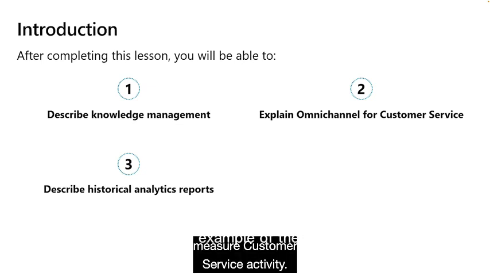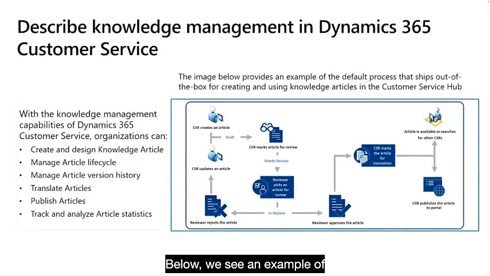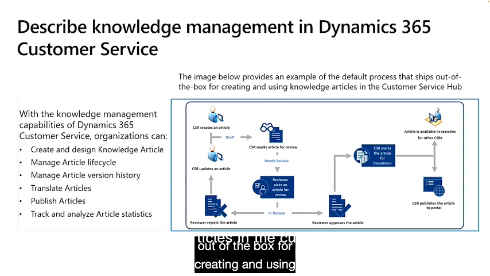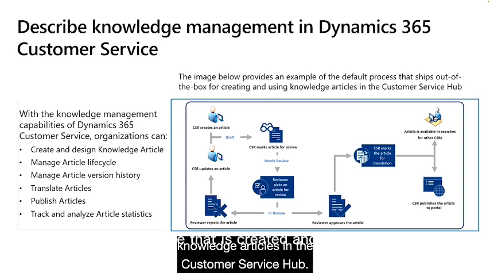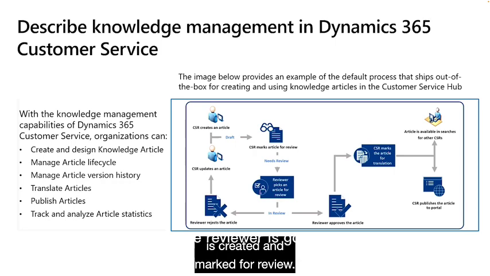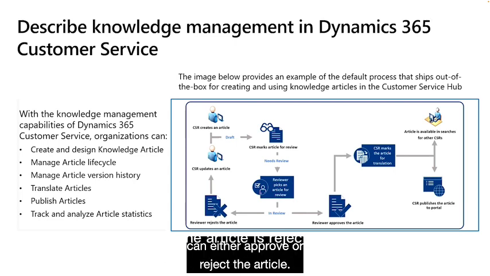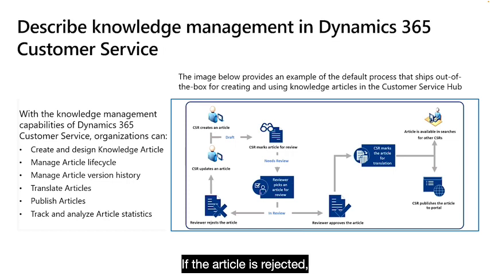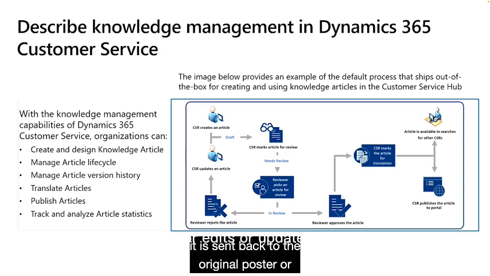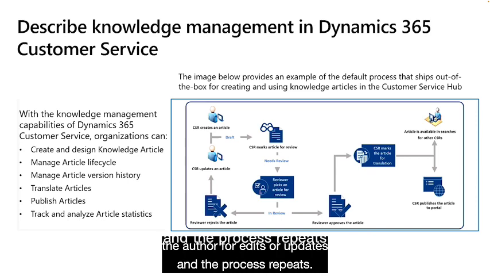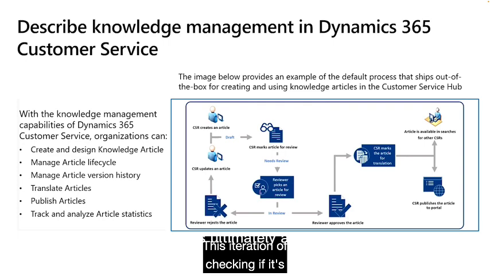Below, we see an example of the default process that ships out of the box for creating and using knowledge articles in the Customer Service Hub. The process starts with an article that is created and marked for review. And a reviewer is going to evaluate the content in this article and decide whether it's appropriate, so they can either approve or reject the article. If the article is rejected, it is sent back to the original poster or the author for edits or updates, and the process repeats. This iteration of checking if it's fine repeats until it is ultimately approved.